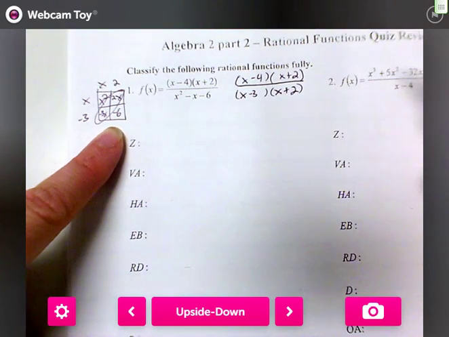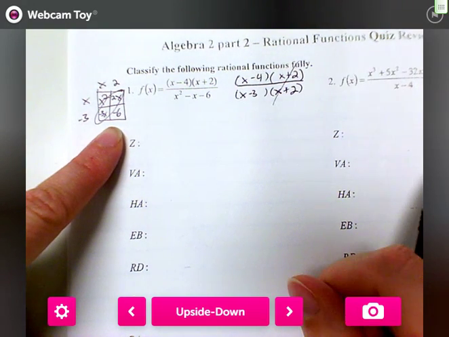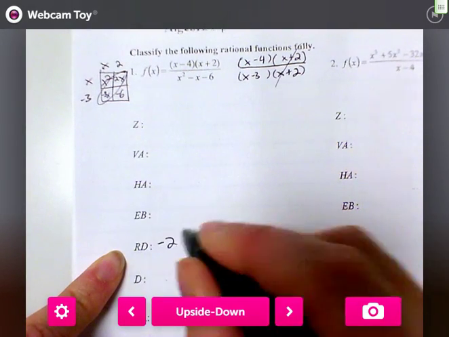Right here, the first thing I'm going to look at is I can remove this. This is removable discontinuity, right? So I'm going to go all the way down to removable discontinuity, and I'm going to put negative 2, the opposite of what this is.